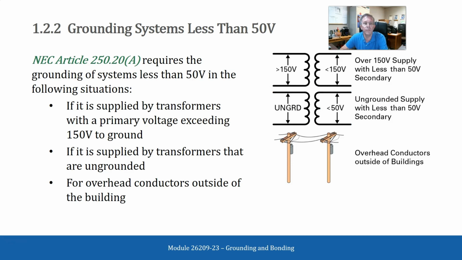Grounding systems less than 50 volts. NEC Article 250.20(A) requires the grounding of systems less than 50 volts in the following situations. If it is supplied by a transformer with a primary voltage exceeding 150 volts to ground, if it is supplied by transformers that are ungrounded, or if it is for overhead conductors outside of the building.